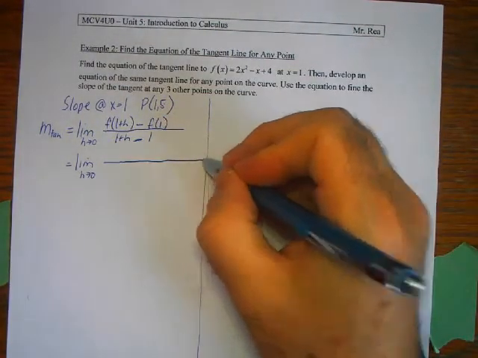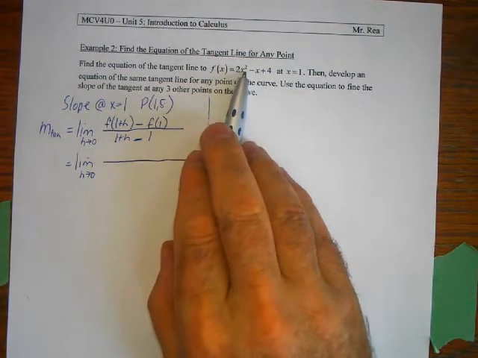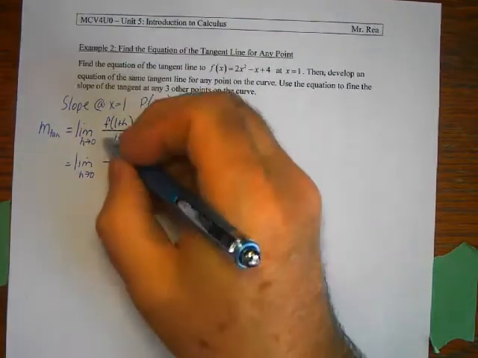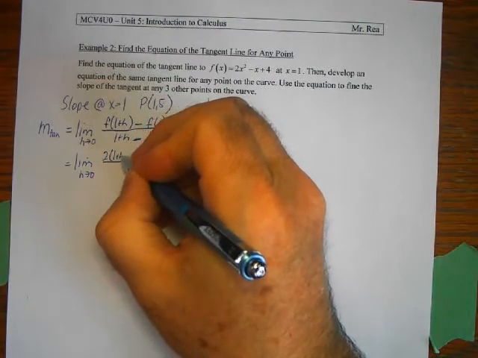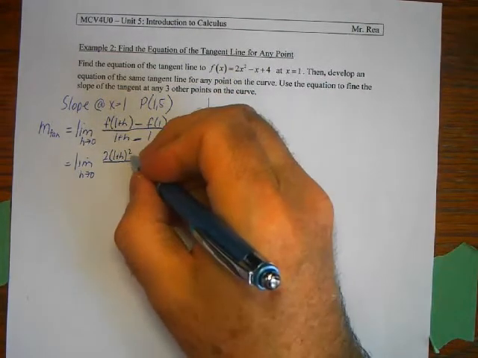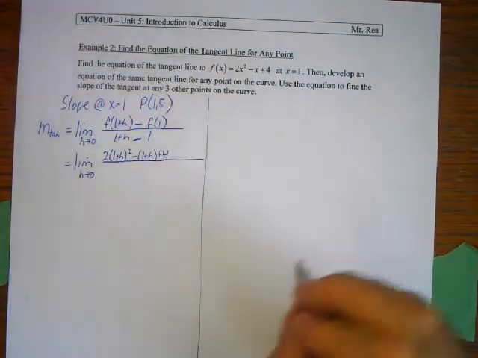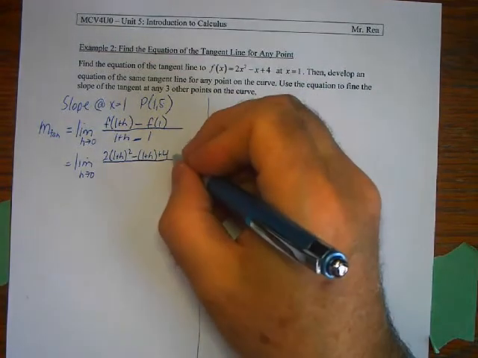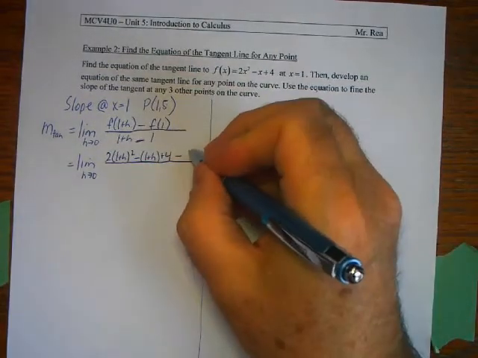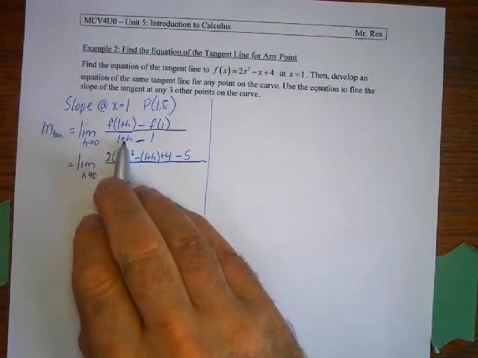So what we're going to do is, here's our function f of x. We're going to plug 1 plus h wherever we see an x. So f of 1 plus h is equal to 2 times (1 plus h) squared, because you plug in 1 plus h for x, minus (1 plus h) plus 4. And then we subtract f of 1. Now f of 1, that's the y coordinate at that point. That's just subtract 5. And then the bottom, 1 plus h minus 1. Well, the 1's cancel. We're just left with h.